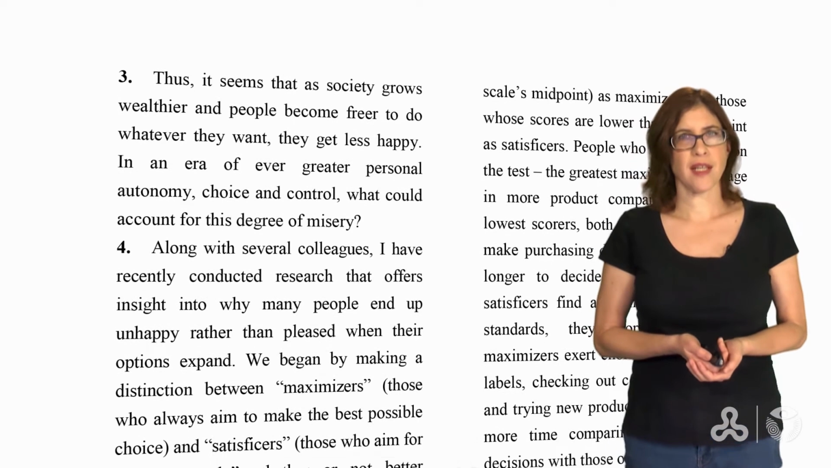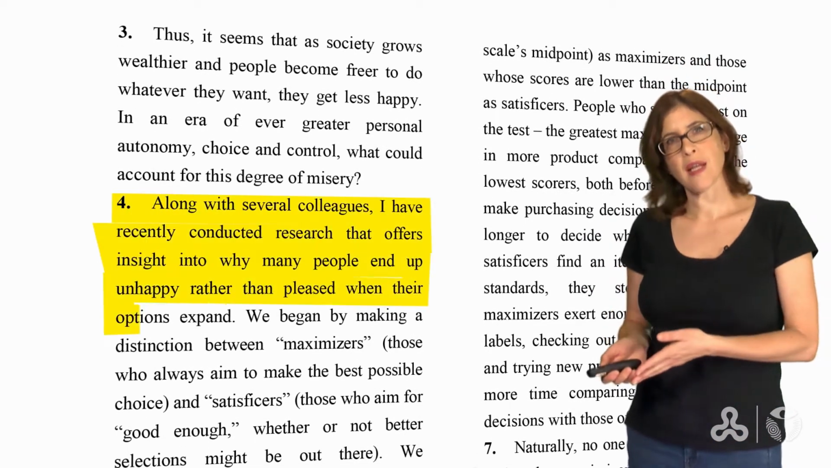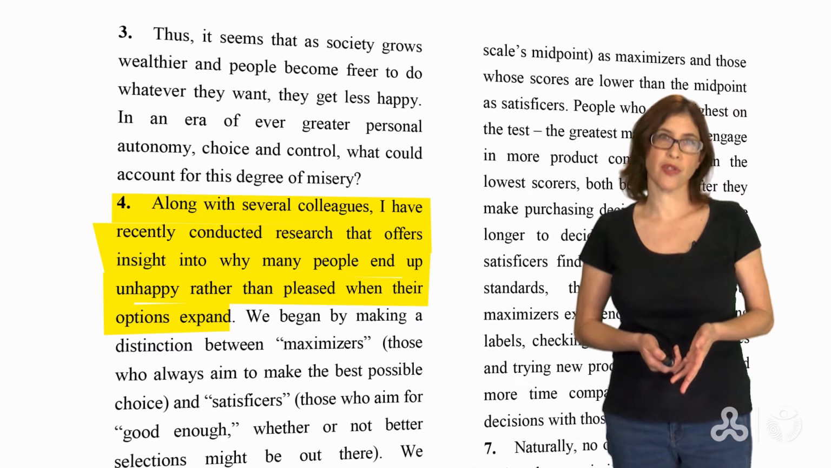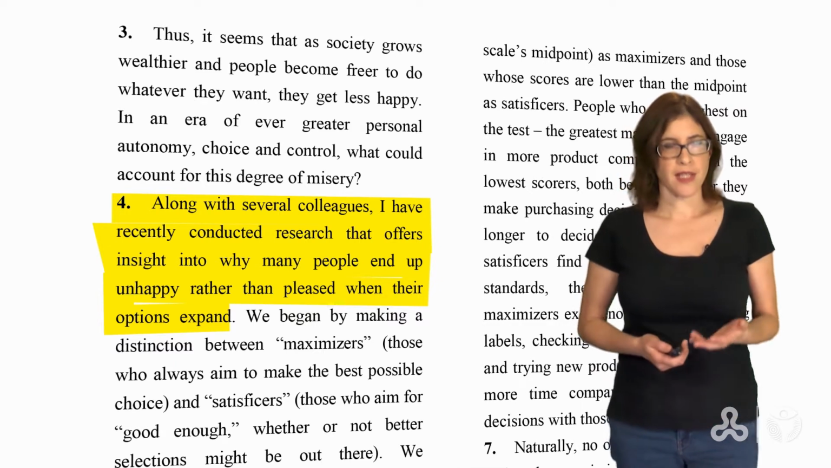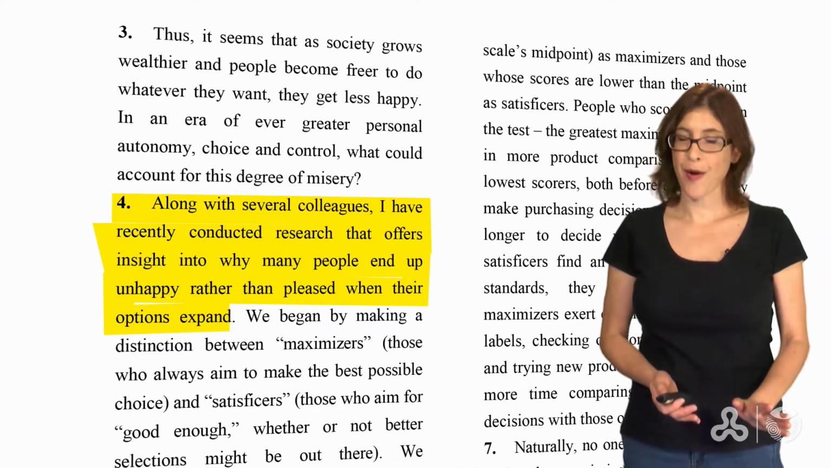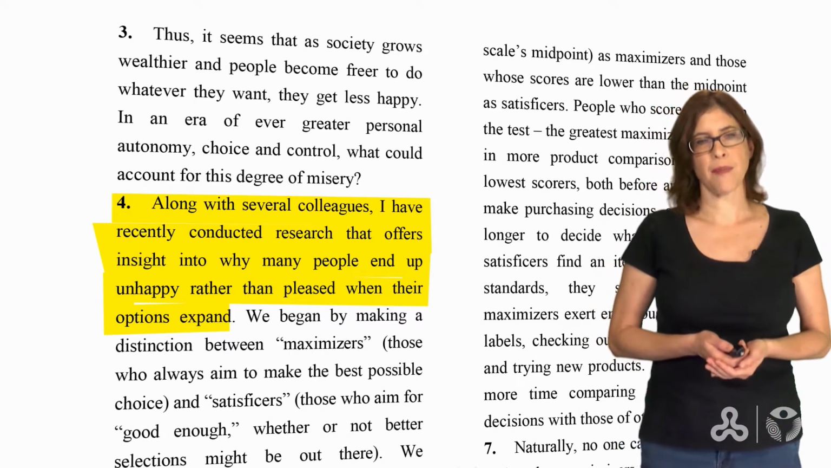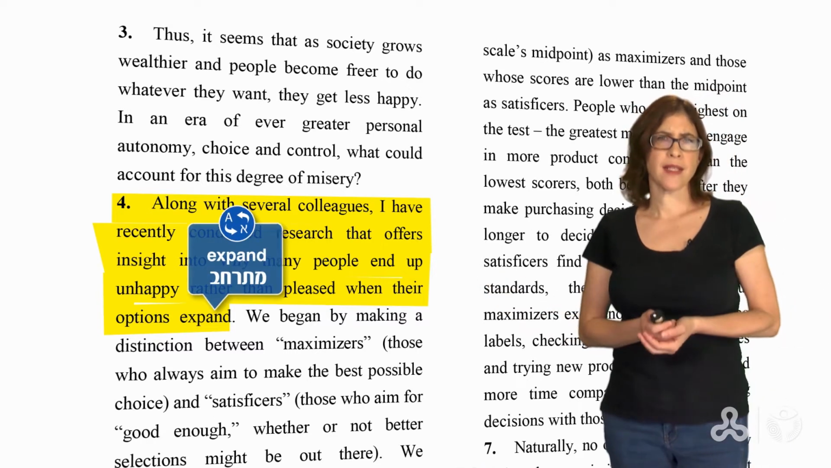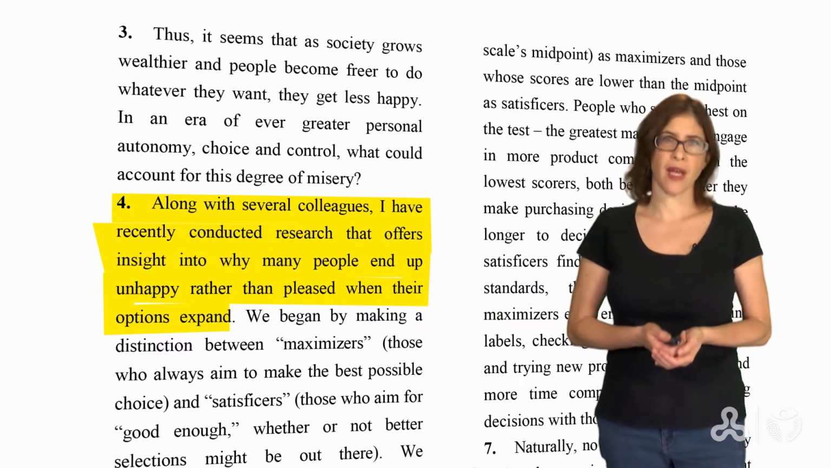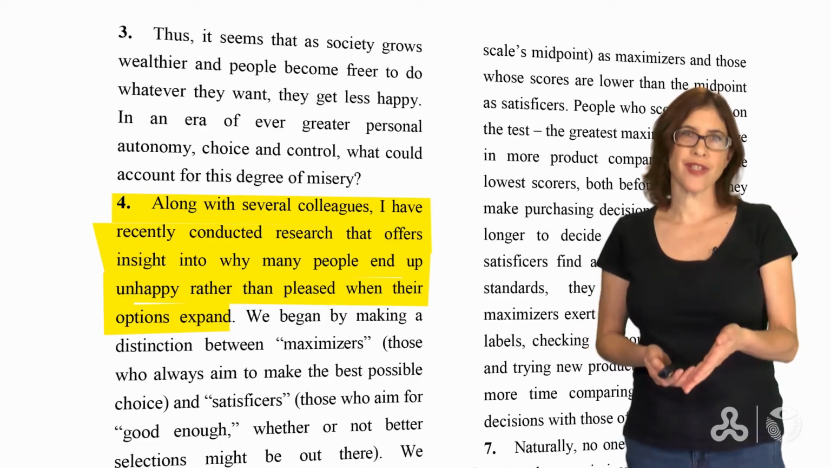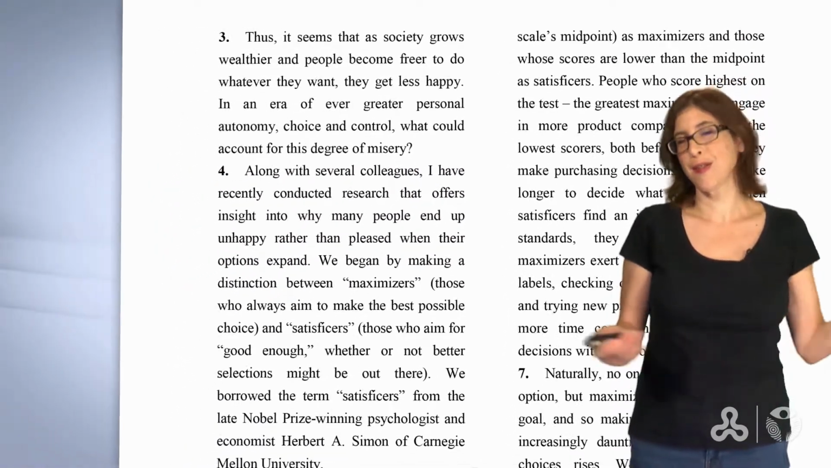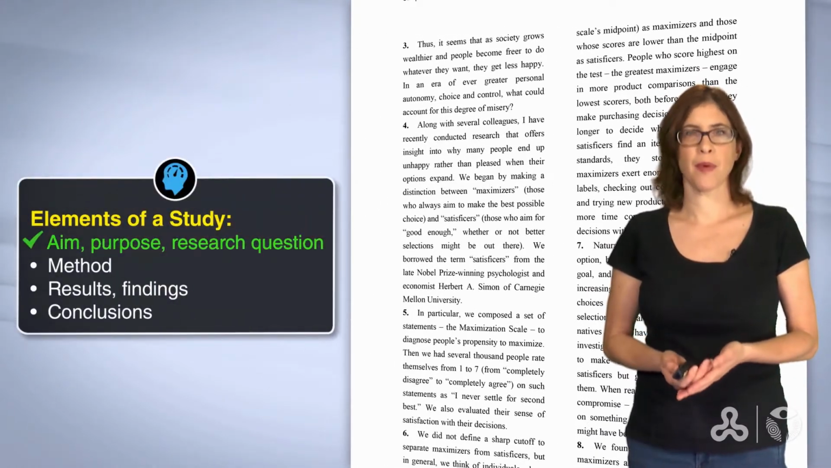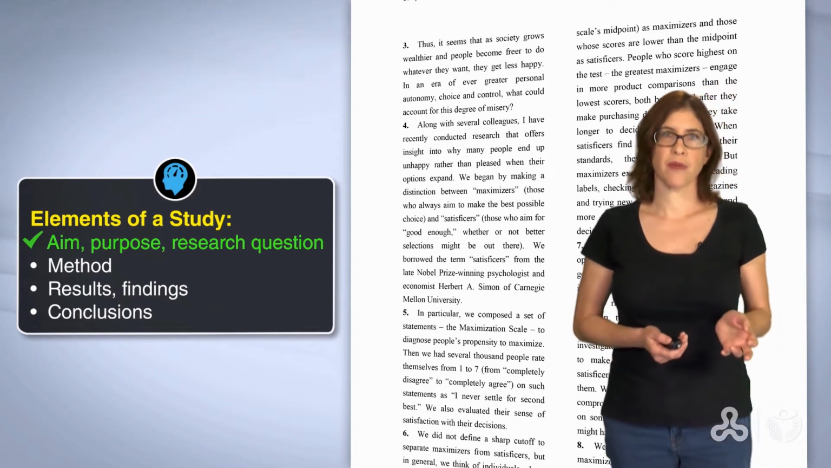The writer continues this idea in paragraph 4. Along with several colleagues, I have recently conducted research. Here the writer begins to tell us about his research. That offers insight into why, here is our question, why many people end up unhappy rather than pleased when their options expand. This means the writer in his study wants to answer this question. This question is actually the purpose of the study, to answer the question. So, we have the first element, the aim, purpose, and the research question.